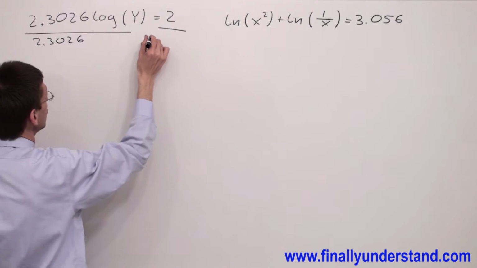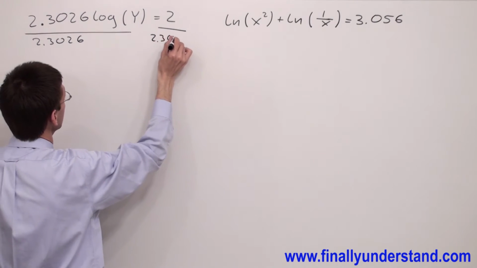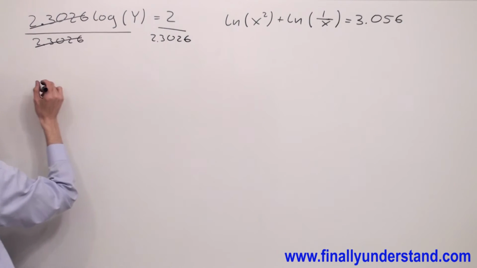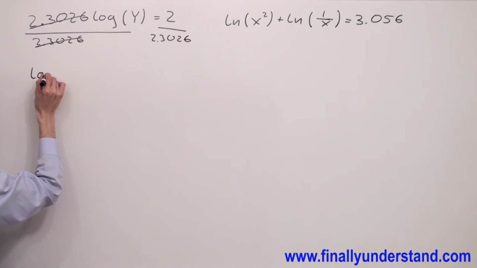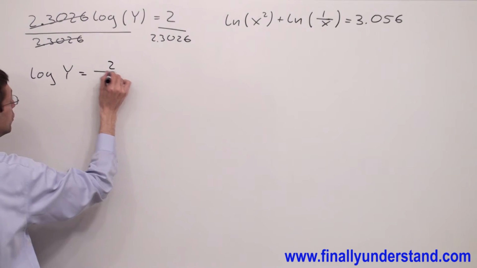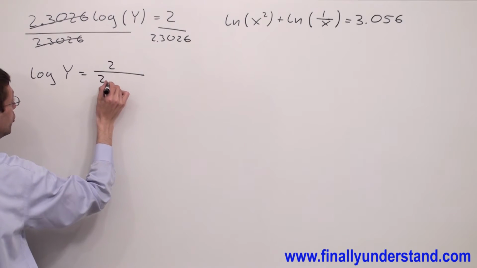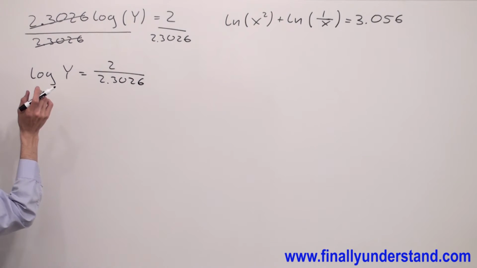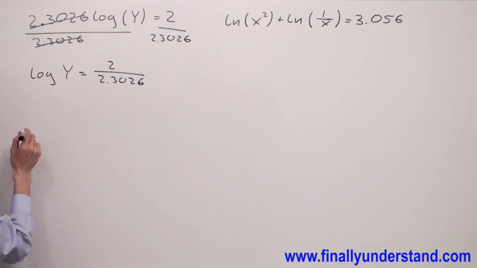2.3026. 2.3026 will cancel out, and I have log y equals 2 over 2.3026. Next, I have to convert the logarithmic form to the exponential.